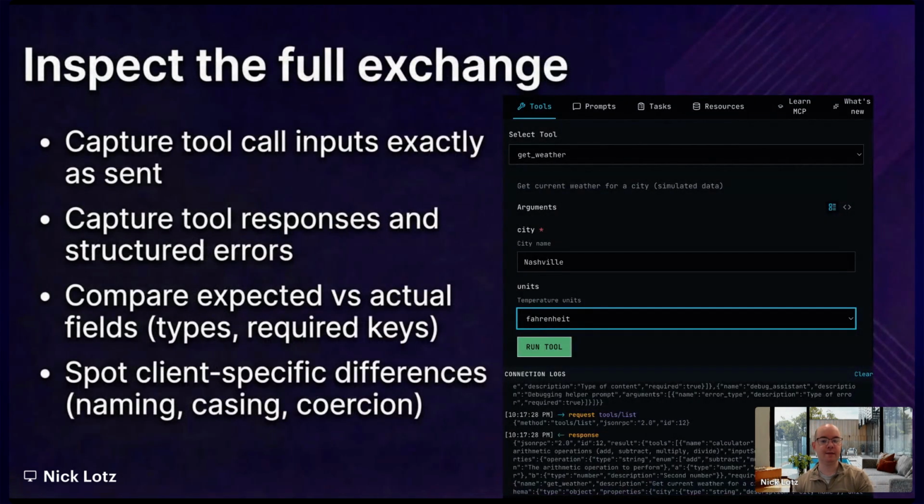And then you can also capture the full exchange, like I showed a moment ago. So you can capture tool call inputs exactly as sent, and make sure they are not transformed in a way that's unexpected. You can see any structured errors that might be thrown. You can capture the tool responses and any errors that go with them. You can compare expected versus actual fields in their responses. And you can also spot any client-specific differences, such as in naming, casing, string concatenation, and format.